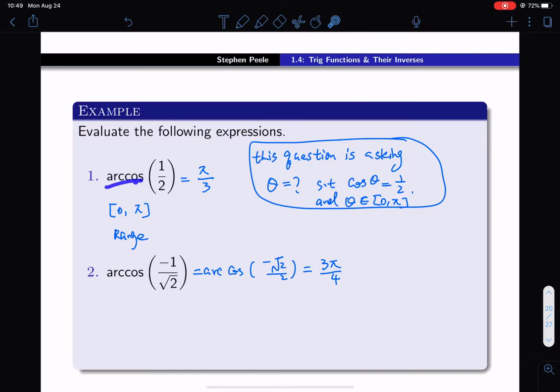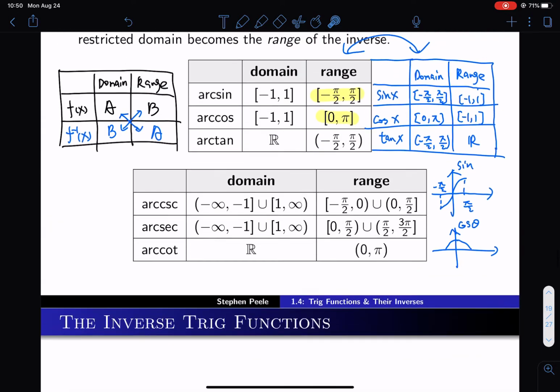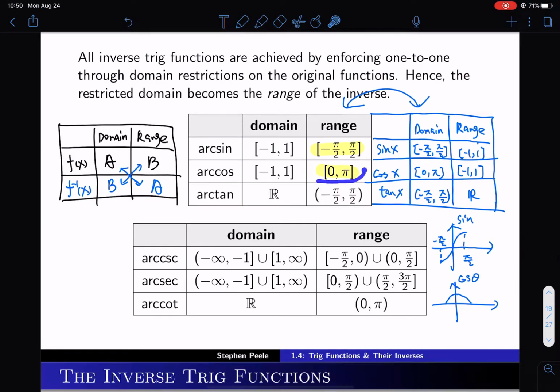For this, arc cosine is a function, but remember, arc cosine is the same as cosine inverse. So what is the value of theta, where theta is an angle, such that, because this is the inverse function, this is the x value of the inverse function. So that means this is the y value of the function. So what is the value of theta such that cosine of theta is 1/2? And remember, theta must be from 0 to pi, because for the arc cosine, the range must be from 0 to pi.